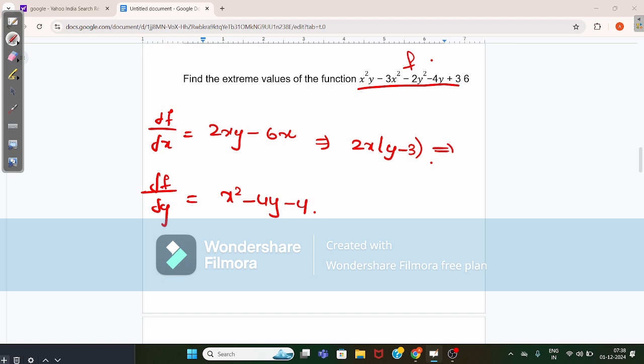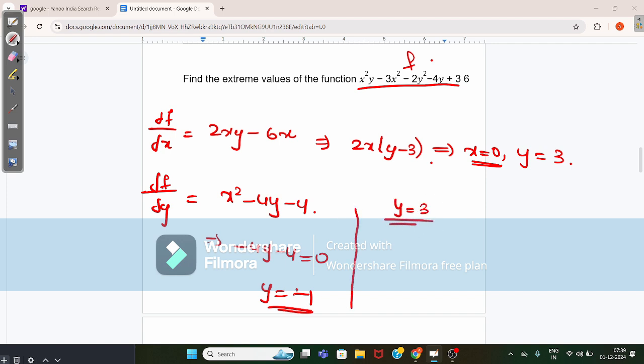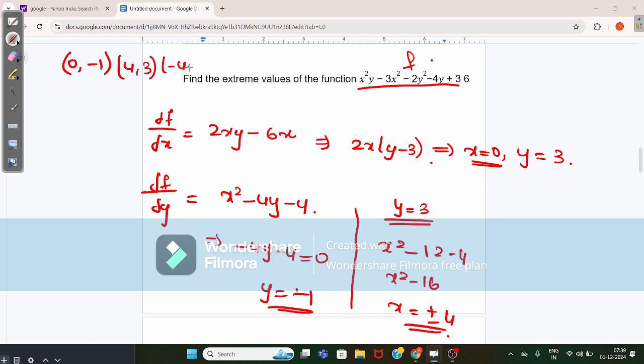Now when x is equal to 0, the value of y is 3 here. When x equals 0, substitute 0 here. This becomes minus 4y minus 4, which equals 0. The y value will be minus 1. Now when y is equal to 3, the value of x will be x square minus 12 minus 4, that is x square minus 16. x is equal to plus or minus 4. So what will be the critical points here? The critical points will be (0, minus 1), (4, 3) and (minus 4, 3).